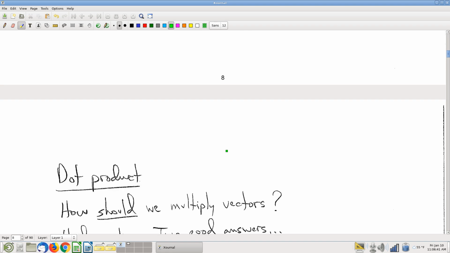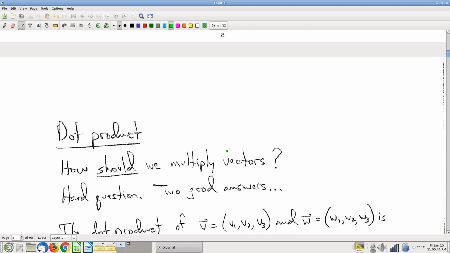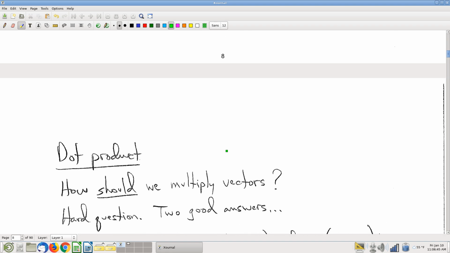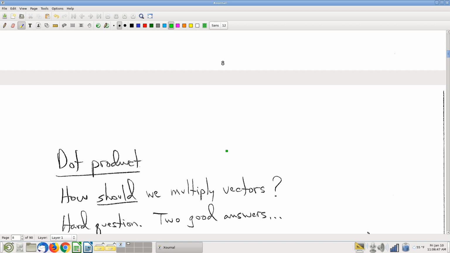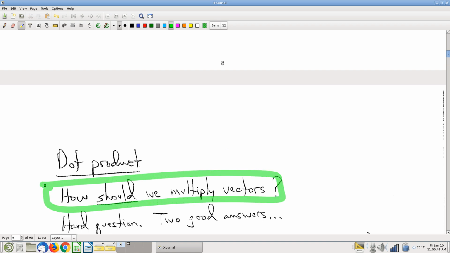Okay, moving along. I'm going to talk about how to multiply vectors. Again, philosophically. I mean, this is not handed down from on high. We're not going to derive an answer here. We get to choose. The mathematical community got to choose how to multiply vectors.